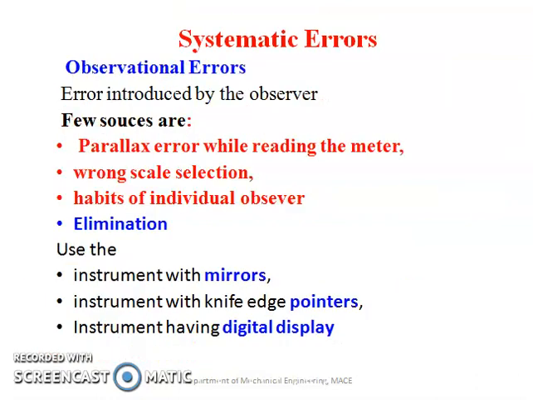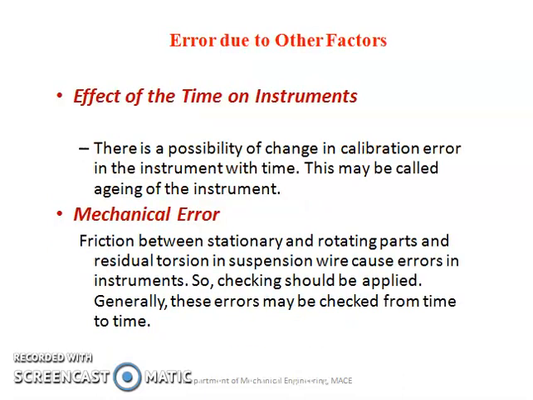Next category of systematic error is observational error. These errors are introduced by the observer while observing the reading or while taking the reading. Few sources are like parallax error while reading the meter, wrong scale selection, habits of individual users, etc. They can be eliminated by the use of instruments with mirrors, instrument with knife edge pointers, instrument having digital display, etc.